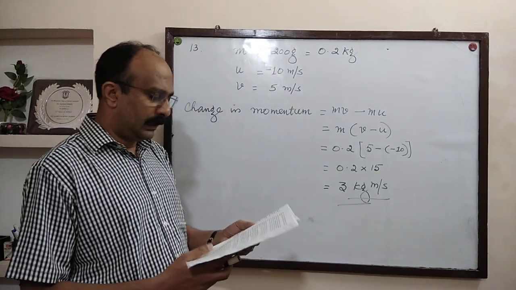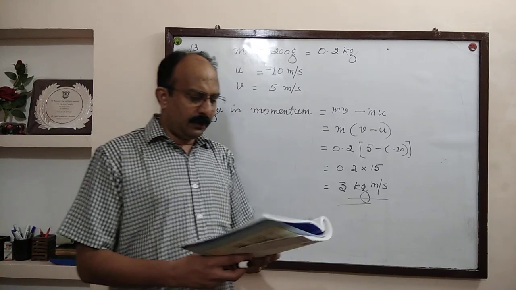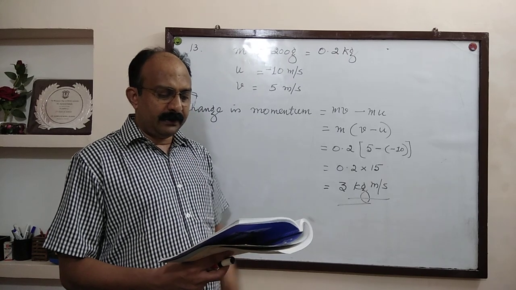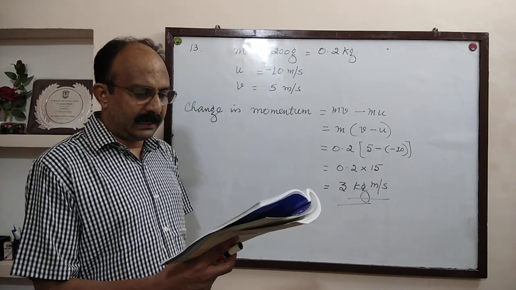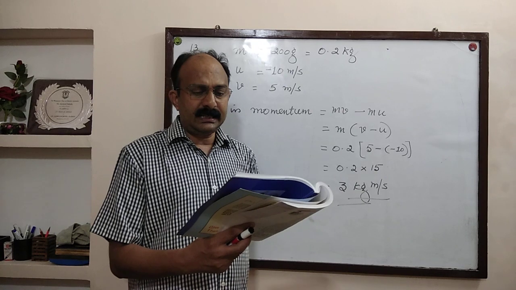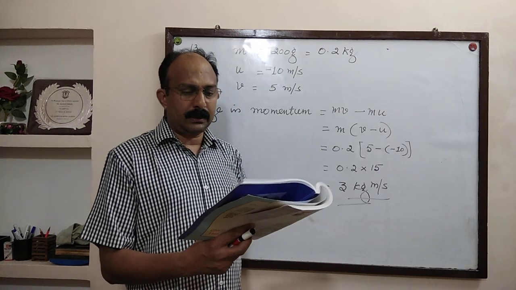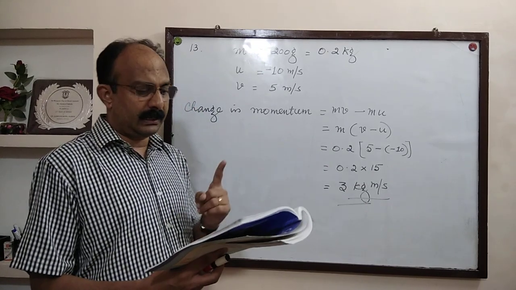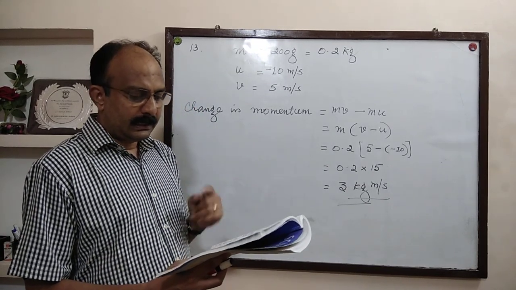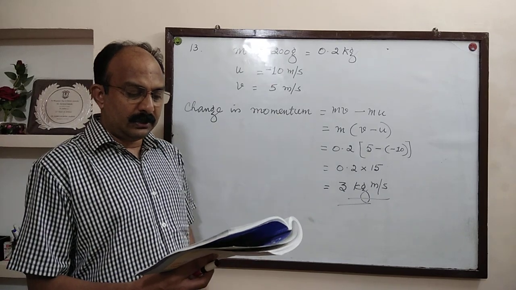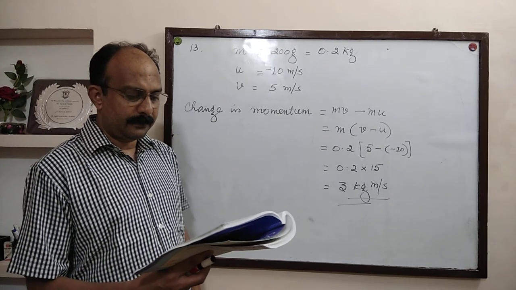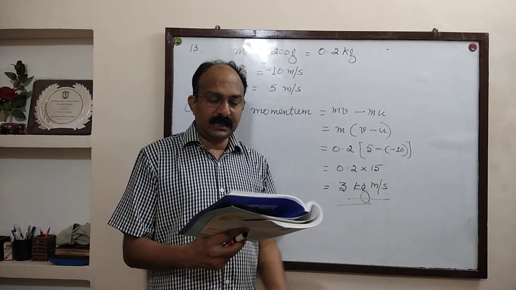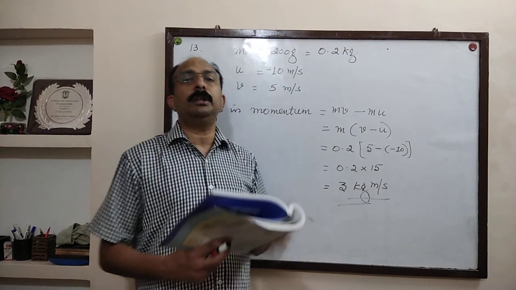Question number 14. A bullet of mass 10 gram traveling horizontally with a velocity of 150 meter per second strikes a stationary wooden block and comes to rest in 0.03 second. Calculate the distance of penetration of the bullet into the block. Also calculate the magnitude of force exerted by the wooden block on the bullet.